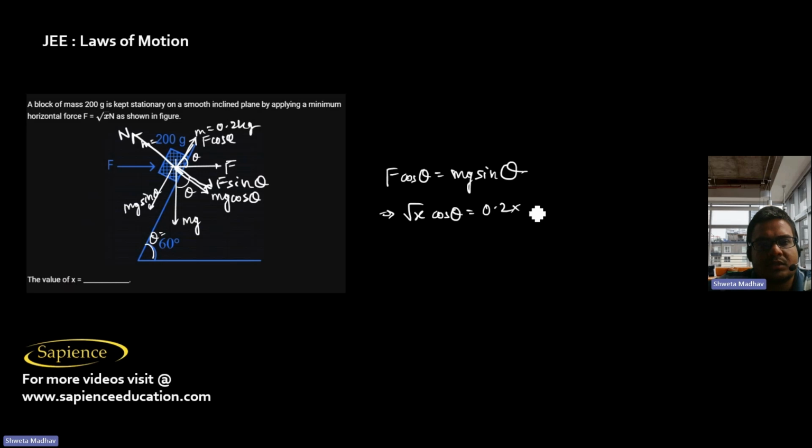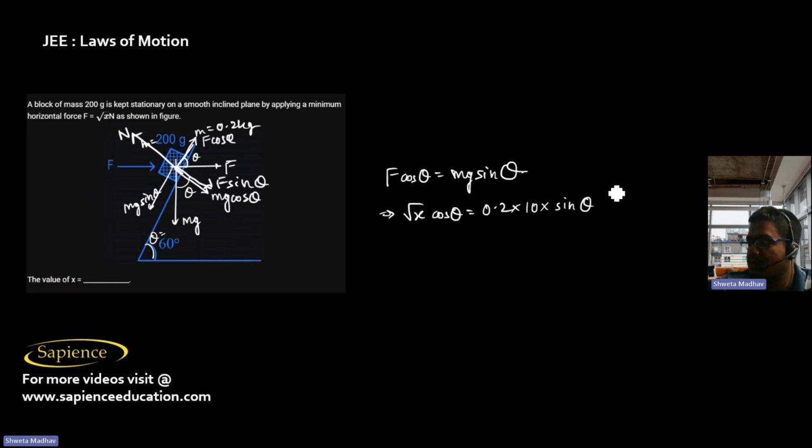And here mg sin theta is also acting. So there is no frictional force. So now therefore we can say that f cos theta should be equal to mg sin theta. Then only it will be kept at rest. So now f, that is root x into cos theta, is equal to m g, that is 0.2 into 10, into sin theta.